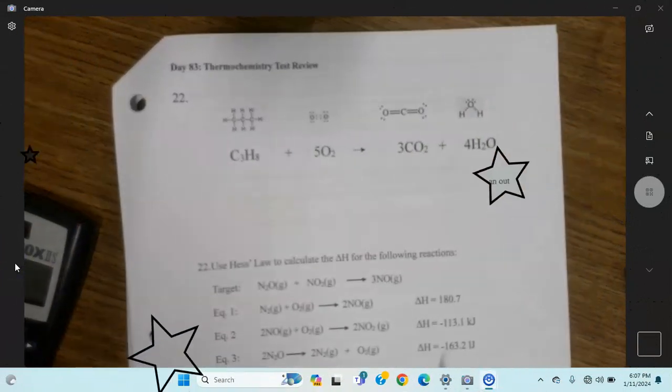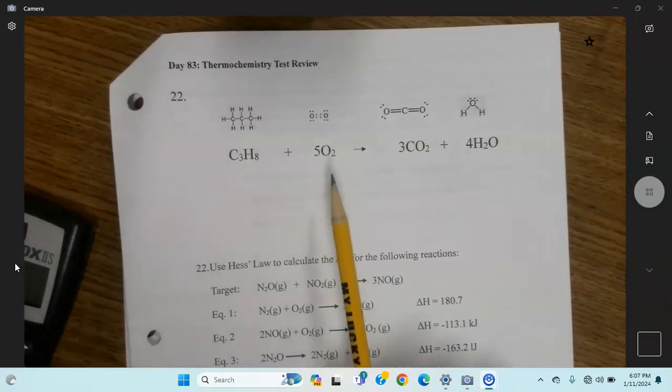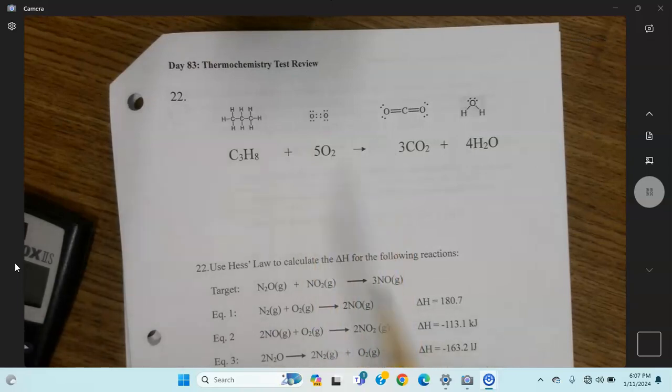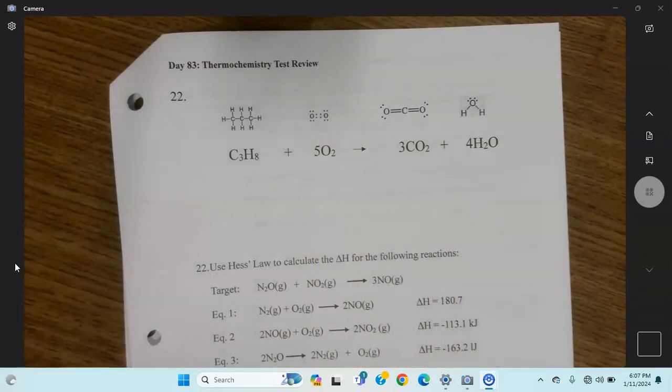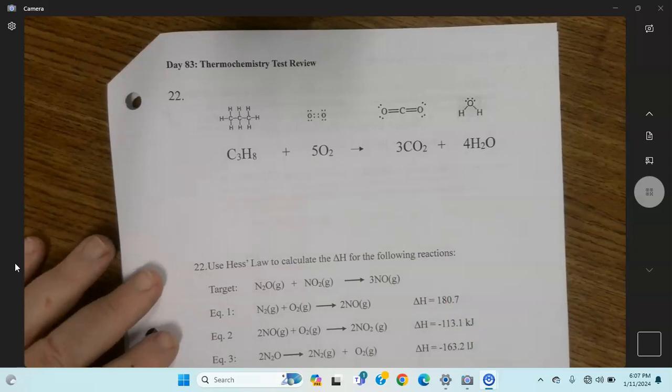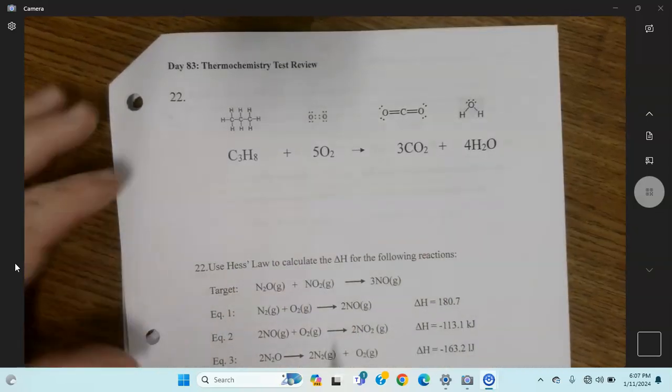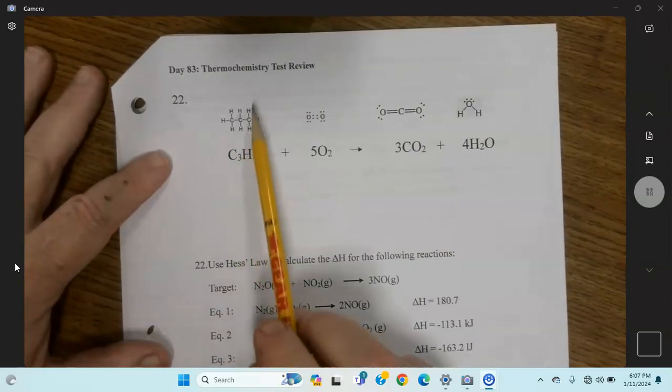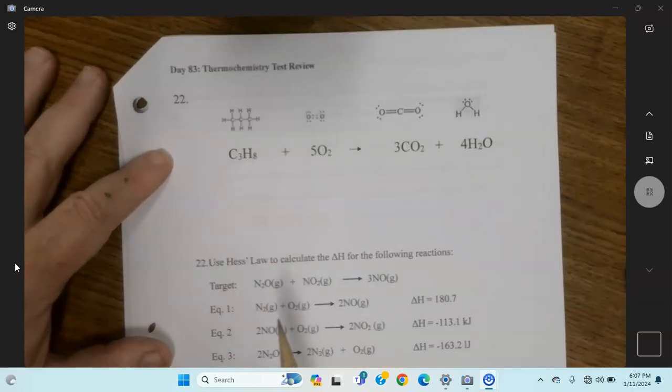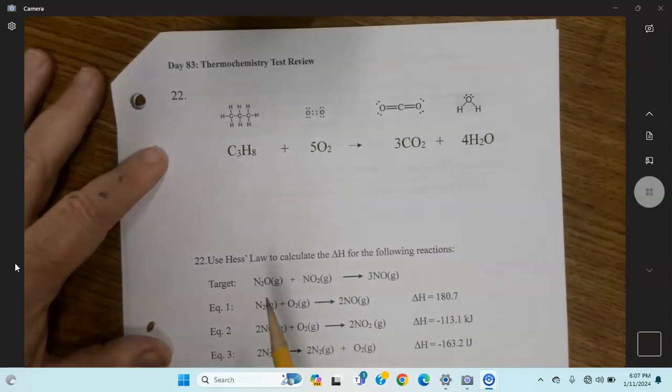Okay, so now this is a bond energy problem. So we're going to do these. It's a lot of number crunching. So let's go ahead and do this. So here's a balanced chemical equation. So C3H8. Now, I gave you the Lewis dot structure. You need that because you need to know how many of each type of bond you have.